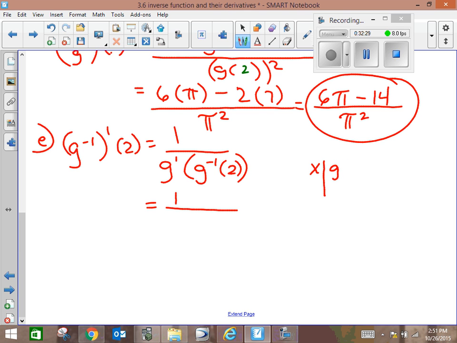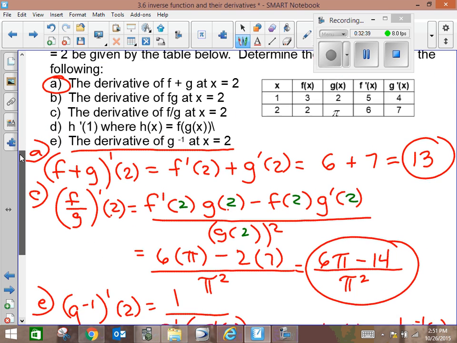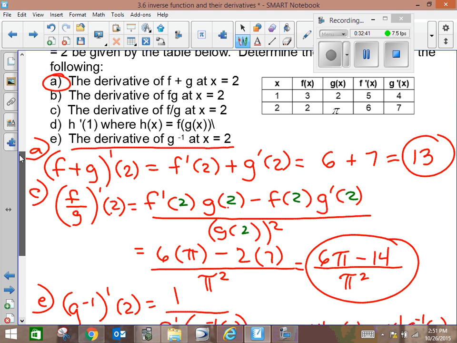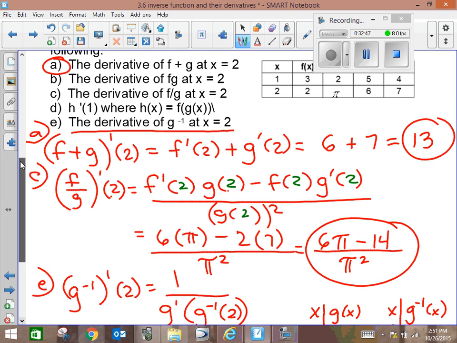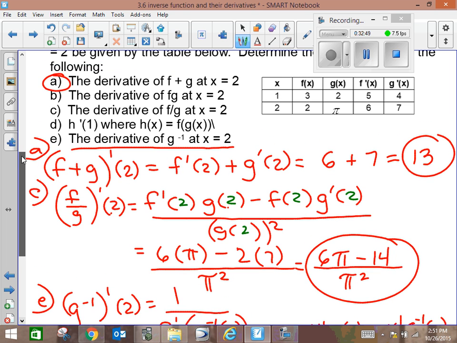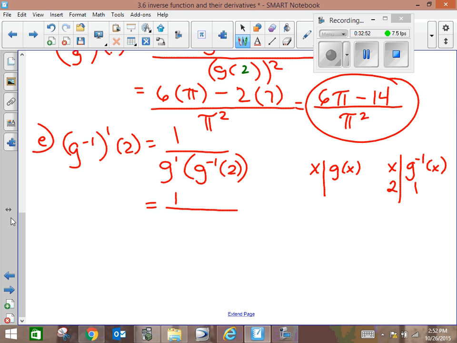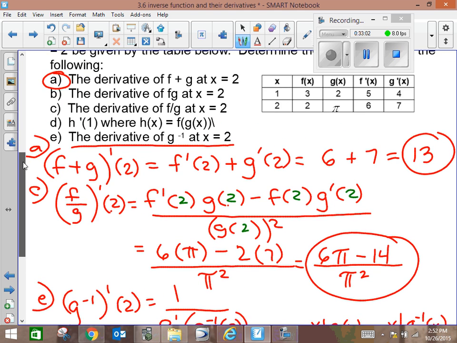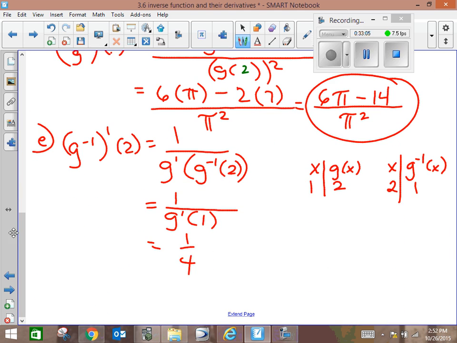X, G of X. I have to do an inverse. My inverses are not given to me, so I can figure them out. This is 2. On the G side here, where is it 2? Right, so X is 1. This is 2, 1. So this is g prime of 1, right? What's the g prime of 1? So this is 1/4. I'm done.